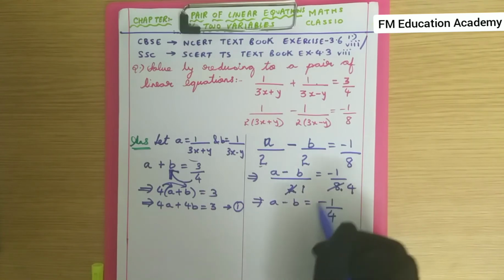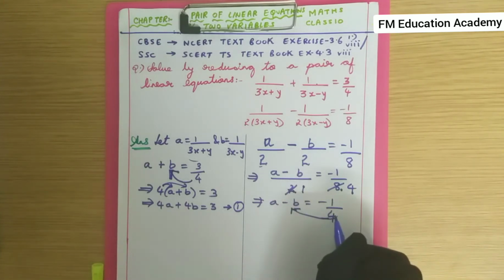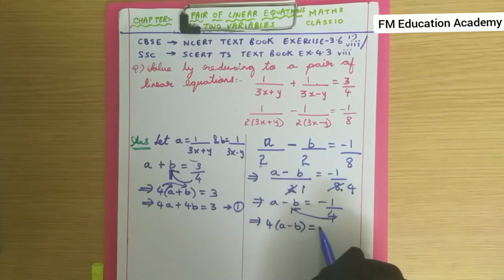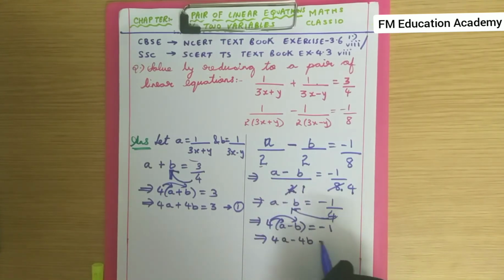But again, I don't want a fraction on the RHS. So what I can do is send this divided by 4 to this side. So again that divided by 4 becomes common to both a and minus b. So 4 into a minus b is equal to minus 1. So again open the bracket. 4 into a is 4a, minus 4 into b is 4b, is equal to minus 1.